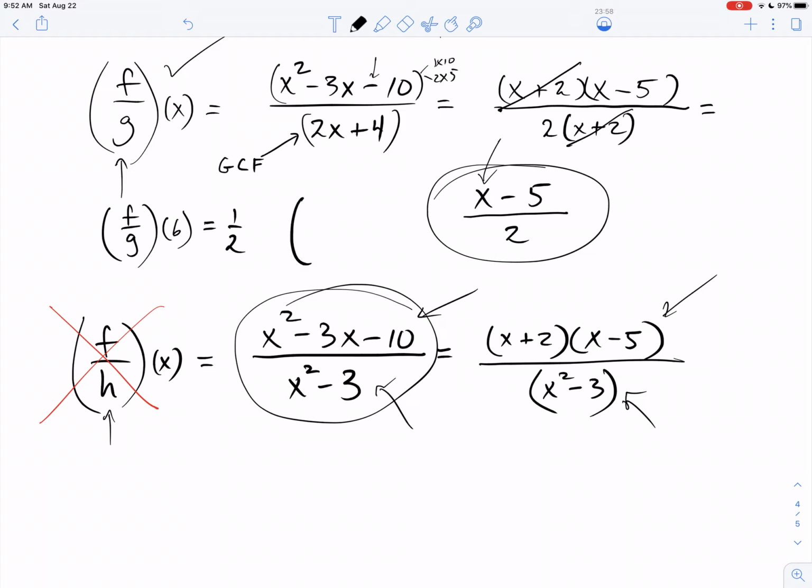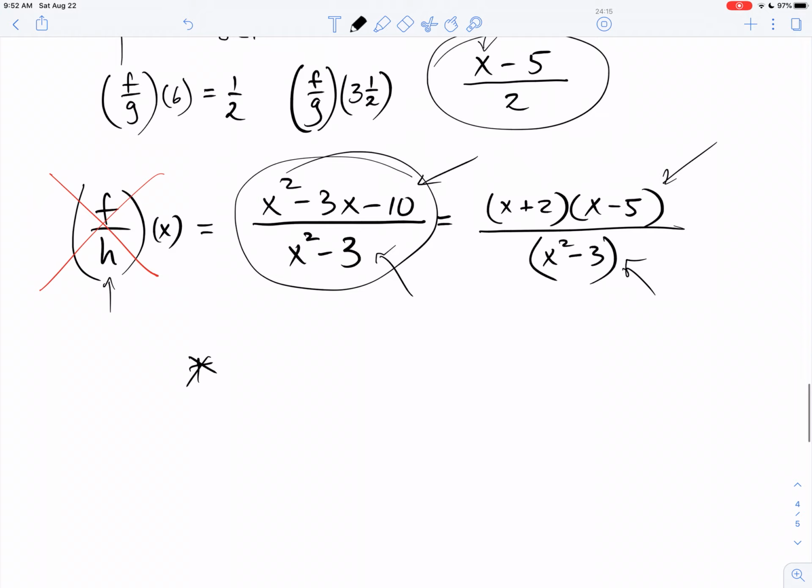But what if I gave you something a little more icky looking, like this? What if I said, find f of g of 3 1/2? Now that looks worse. Because if I plug 3 1/2 in, I go 3 1/2. I'm going to do the work down here, guys, because I'm running out of room, so I'm going to scroll up a bit. So, if I did 3 1/2 minus 5, that's in the top, divided by 2, I would say, 3 1/2, take away 5.